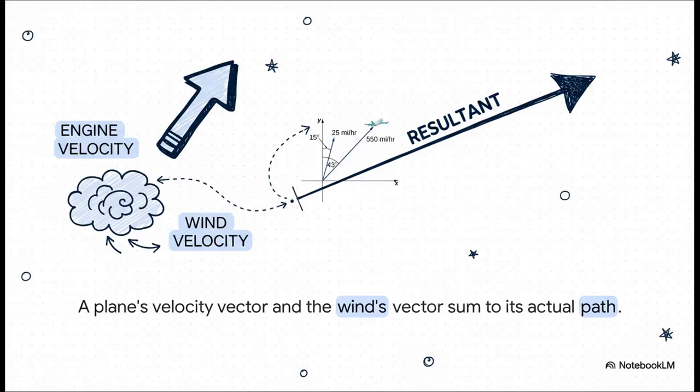So let's hop back to our airplane. The engine is pushing the plane forward with a certain speed and heading. That's one vector. The wind is blowing with its own speed and heading. That's another vector. You add them together, tip to tail, and boom, you get a new vector that shows where the plane is actually going and how fast it's covering ground. That's vector addition, right there.